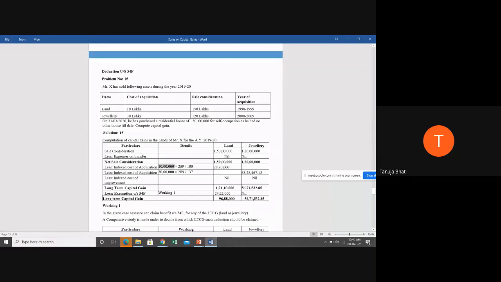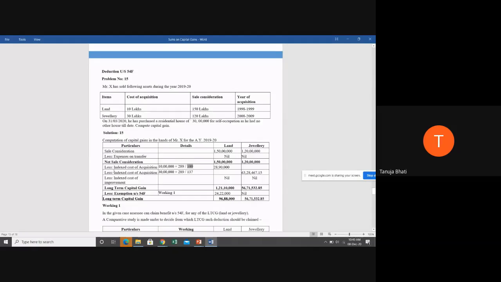10 lakhs into CII of the year of transfer. It is transferred in the year 1920. So therefore the CII of the year 1920 is 289 divided by 100. Why did we take 100? Because indexation starts with the year 2001 and the base is 100. Therefore we are taking 100.